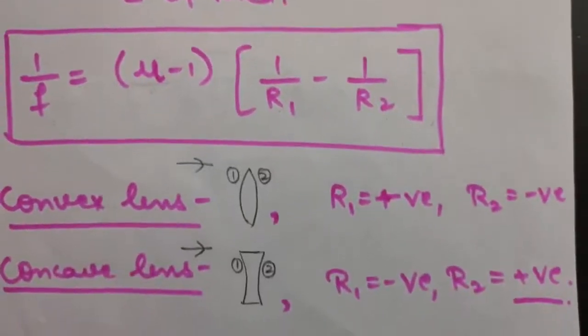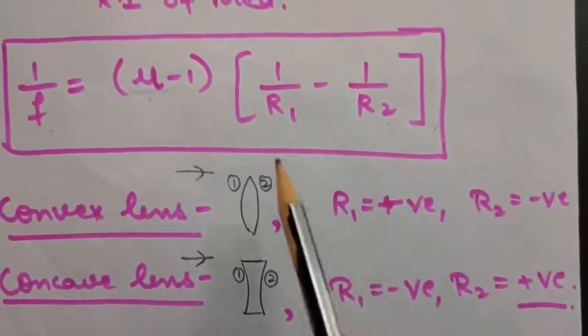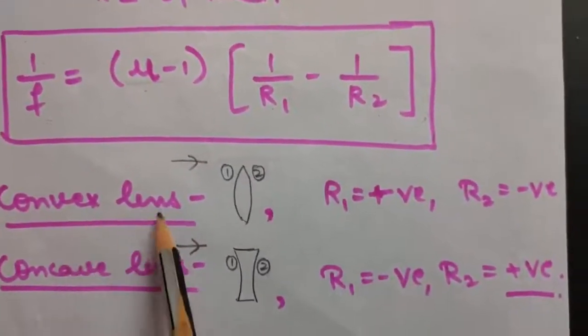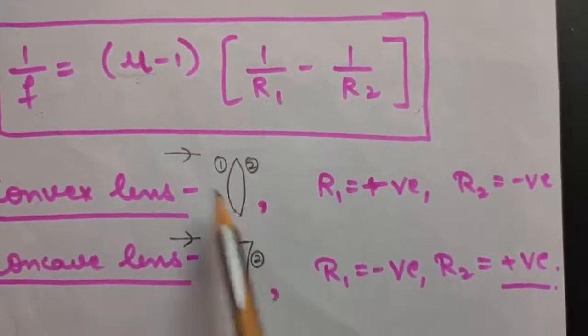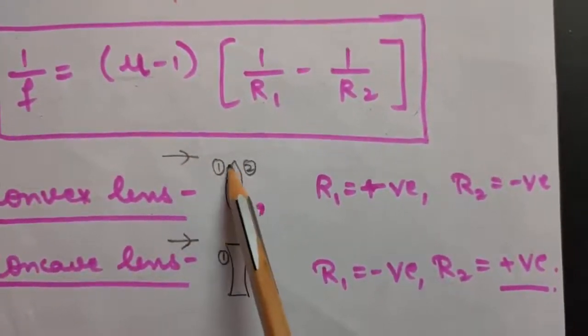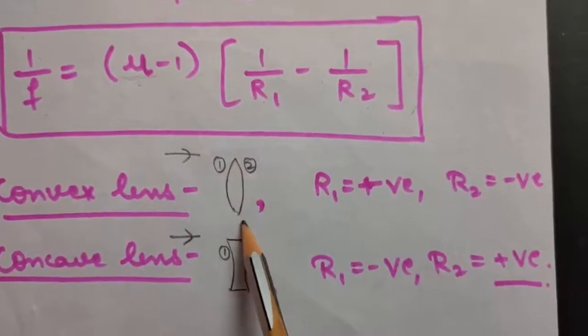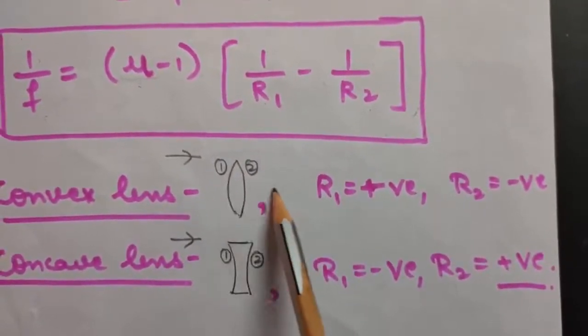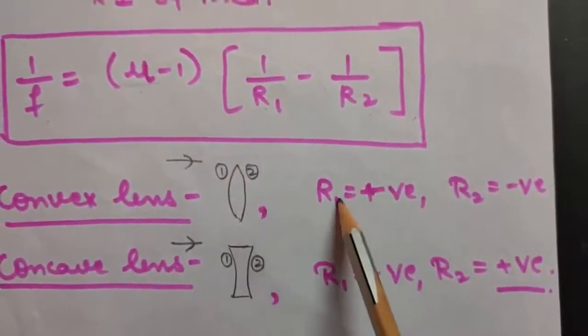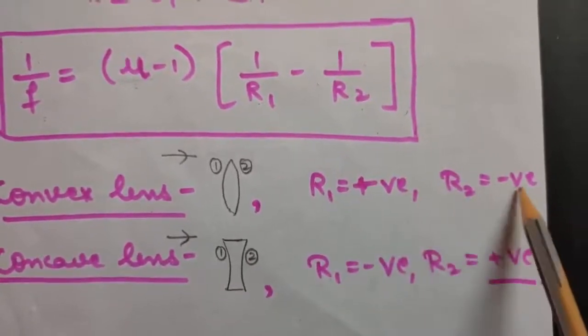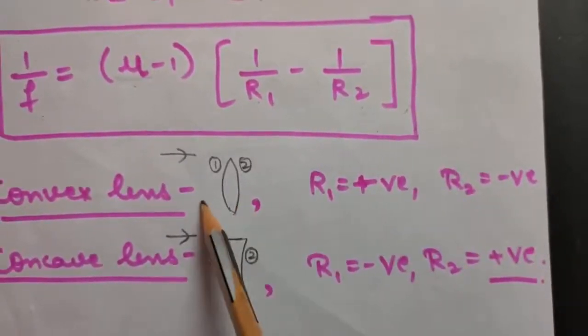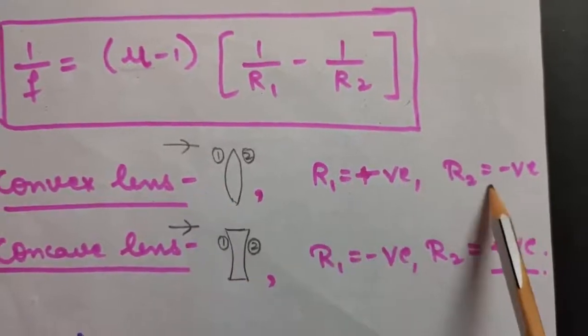Okay. Now, if we talk about the sign of R1 and R2 in convex lens, this is your convex lens, and if this is the incident light, this is your first surface, this is your second surface. So for this surface, R1 will be lying in this direction. So it will be taken as positive and R2 will be taken as negative because it will be in opposite direction of incident light. So remember this.